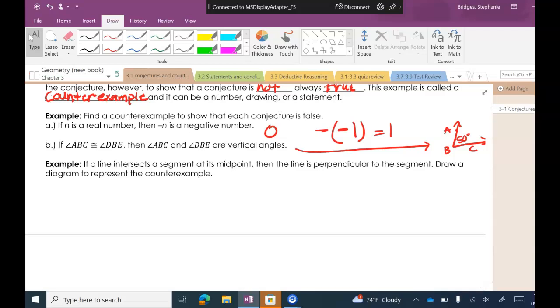If a line intersects a segment at its midpoint, then the line is perpendicular to a segment. Draw me a diagram to represent a counterexample. So draw me a segment, and then draw another segment that hits that one at its midpoint that's not perpendicular. That's all you have to do. Make sure you put your markings so that I know it's the midpoint.